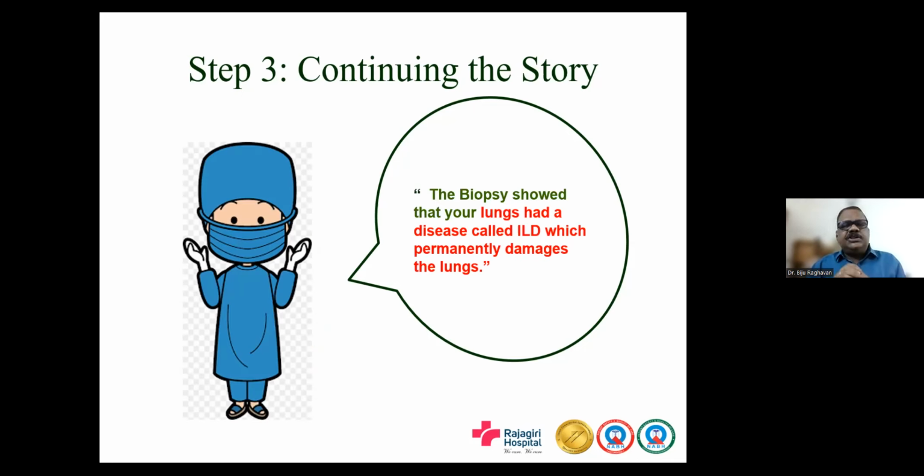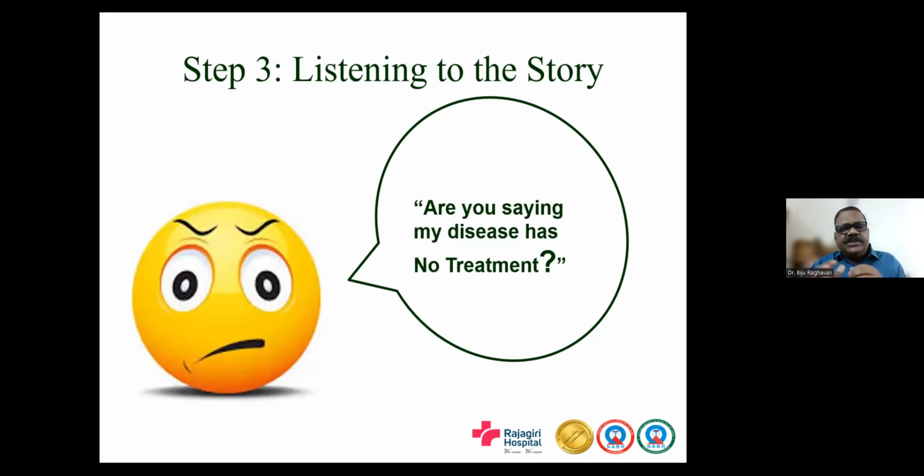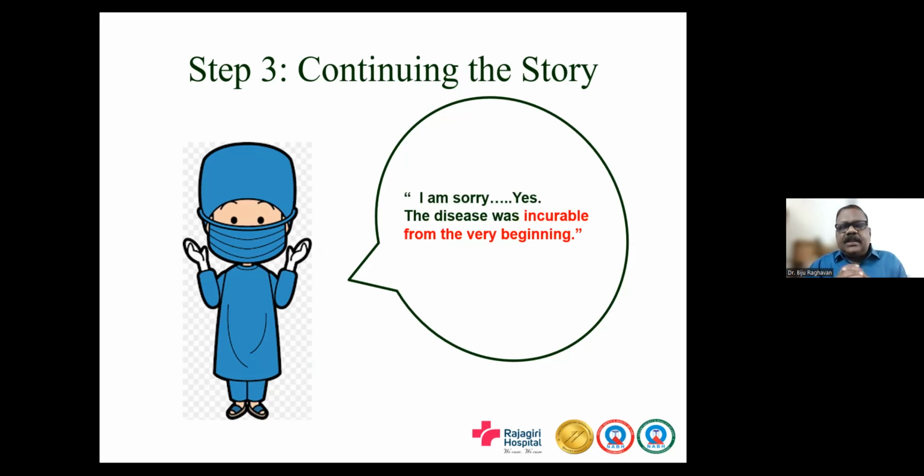The biopsy showed that your lungs had a disease called ILD. The full form is interstitial lung disease, but for ease of understanding, it is called ILD. Thing is, it permanently damages the lungs. Are you saying that my disease has no treatment? I'm sorry. Yes, the disease was incurable from the very beginning.